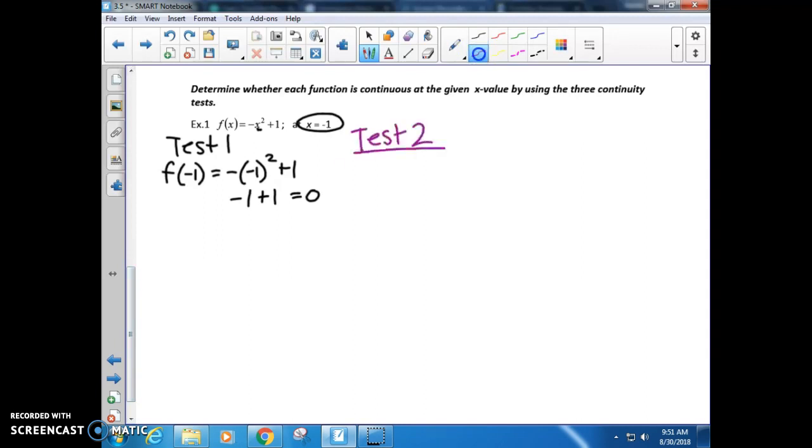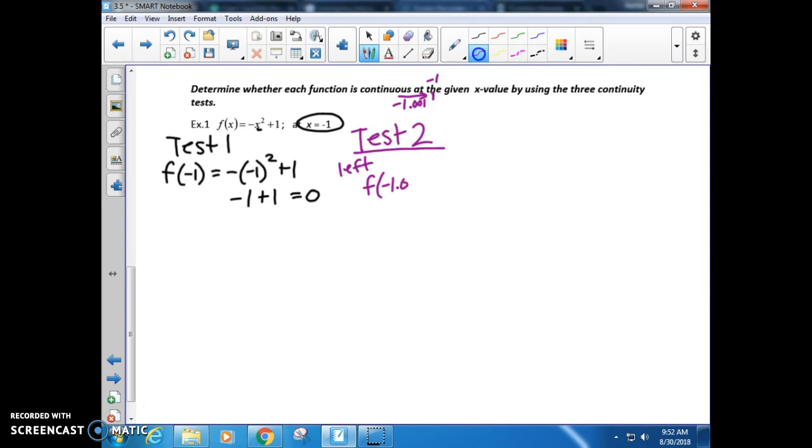So test 2, I'm going to check it from the left side. So a value that would be to the left of -1. Here's -1, here's my number line. On the left side would actually be -1.001. So that one's slightly to the left. So I'm going to test that.